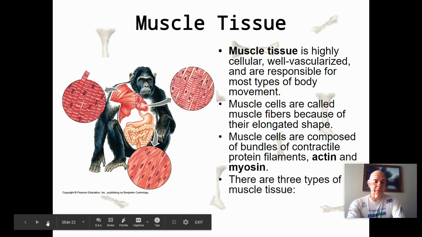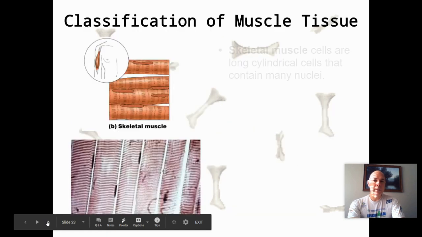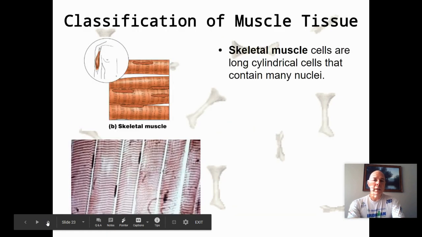There are three types of muscle tissue that I'll be going over today, which are skeletal muscle tissue, cardiac muscle tissue, and lastly, smooth muscle tissue. So we'll start with skeletal muscle tissue, which again are long cylindrical cells. They contain many nuclei. So when you're looking at them under the microscope, such as the picture at the bottom, you can see this kind of dark blackish area, and there seems to be more than one within the actual muscle cell. That's what you're looking at right here.